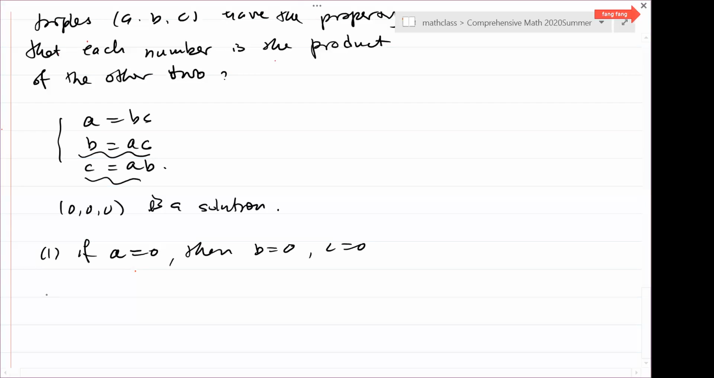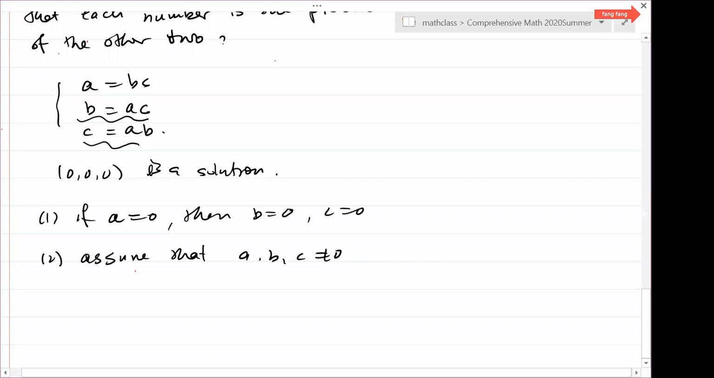Okay. So we have to assume that A and B and C are all not equal to 0. But the same is true: if B is 0, then A, B, C are all 0. If C is 0, then A, B, C are all 0. So we can assume that there are two cases here. Case 1, one of them is 0, then all of them are 0. Case 2, none of them is 0.